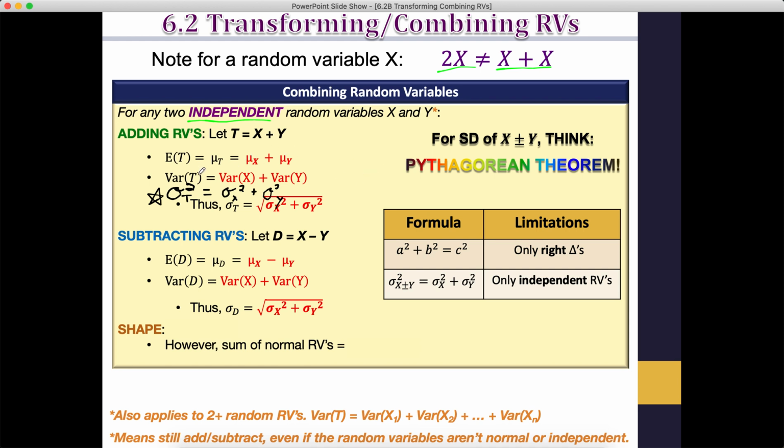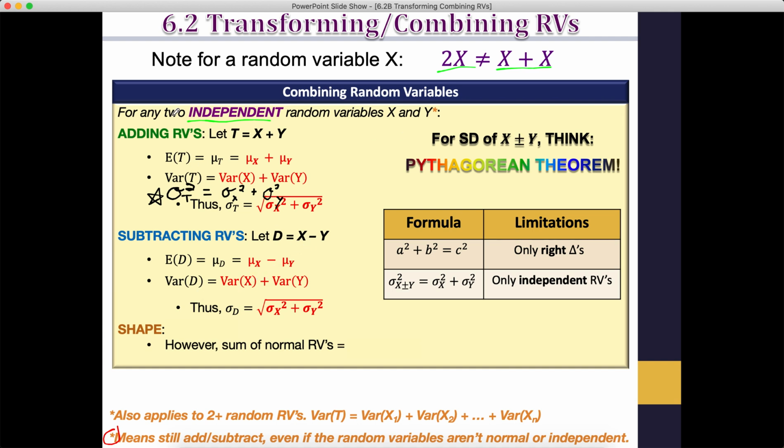So that's only the case with the variance and the standard deviation. However, I have here in my second little note that the means can still be added and subtracted. E of t and E of d are going to still be this, whether or not x and y are independent. But the whole standard deviation thing, the whole Pythagorean theorem of stats, only applies when x and y are independent.